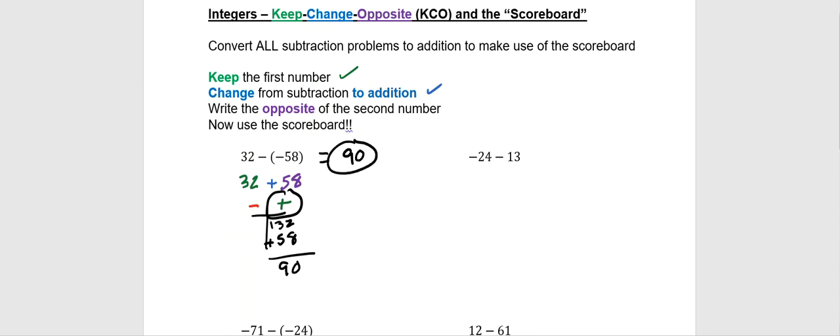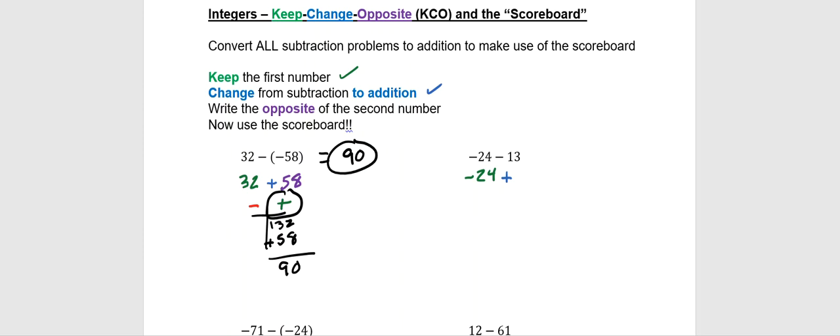So I'll walk you through one more, and then I'll set up one more after that, but not give you the full answer, and then you'll complete the rest of the problems on your own. So one more time, if we're looking at subtraction, and we can see that we're looking at subtraction right here, negative 24 minus 13, we're going to follow this process. So the first thing we will do is to keep our first number. We will change from subtraction to addition.